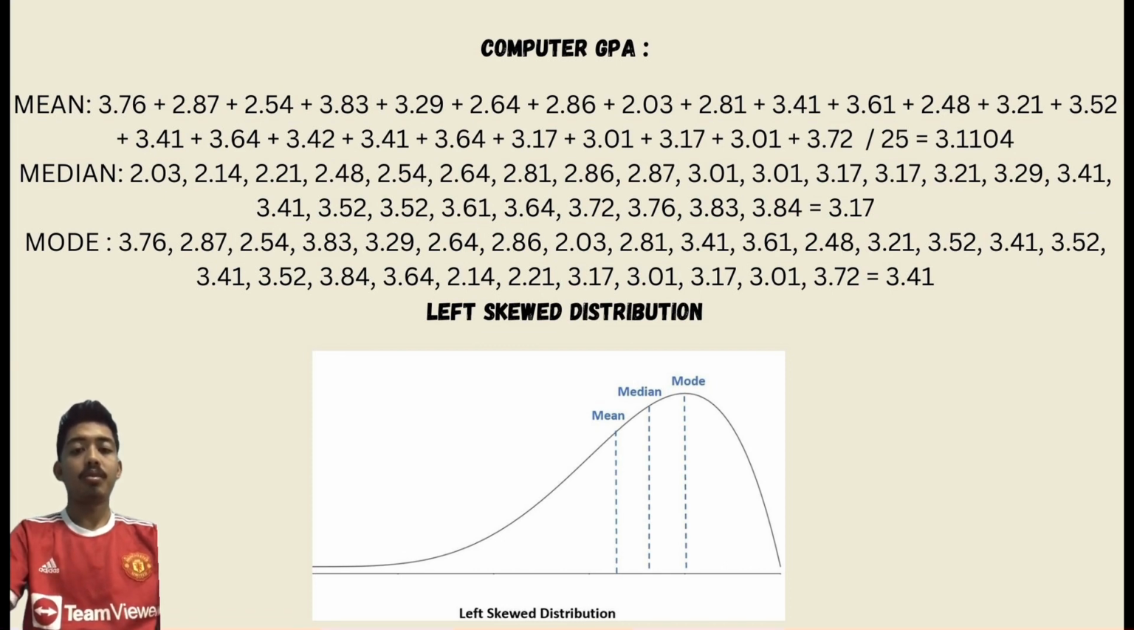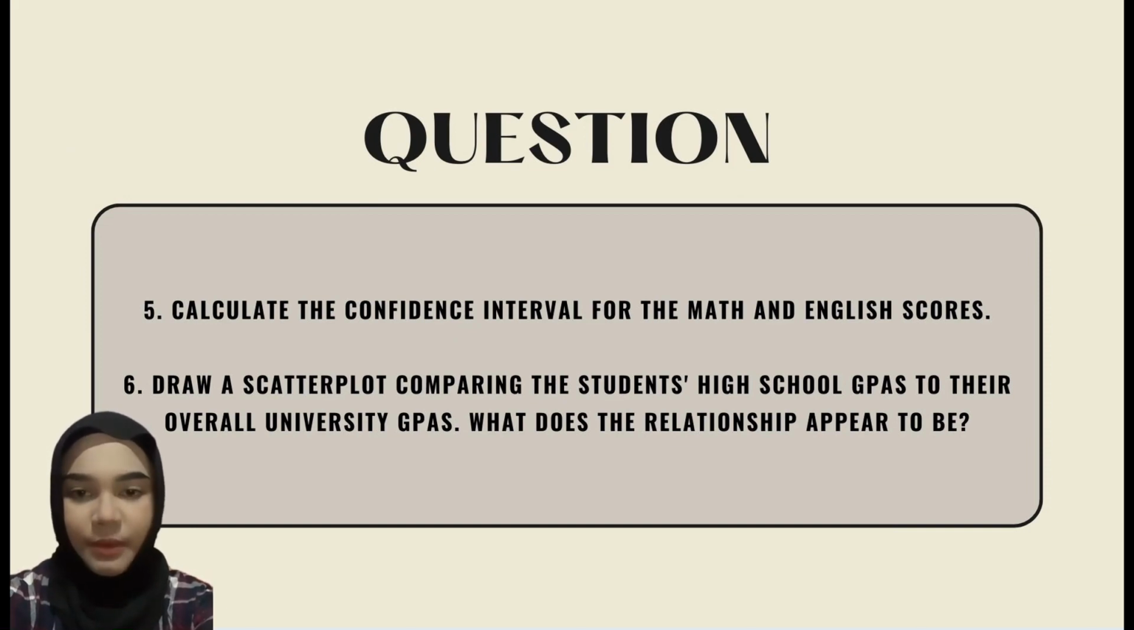Thank you. My name is Siti Nur Aishkin binti Muhammad. My matric number is H218-2C89. I have to solve question number 5 and 6 about confidence interval and scatter plot.